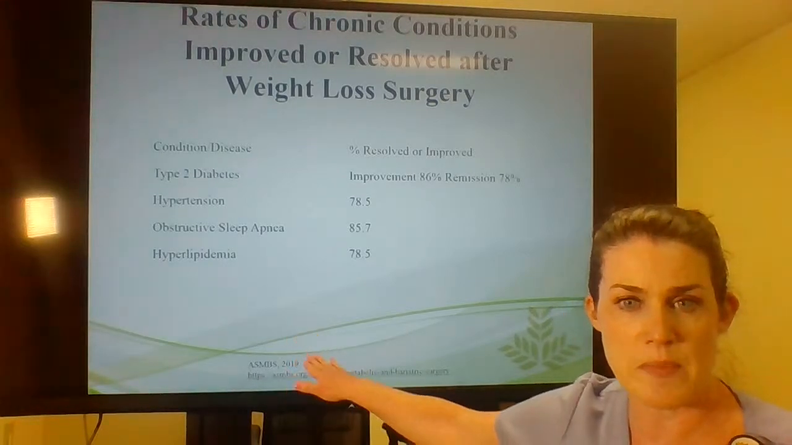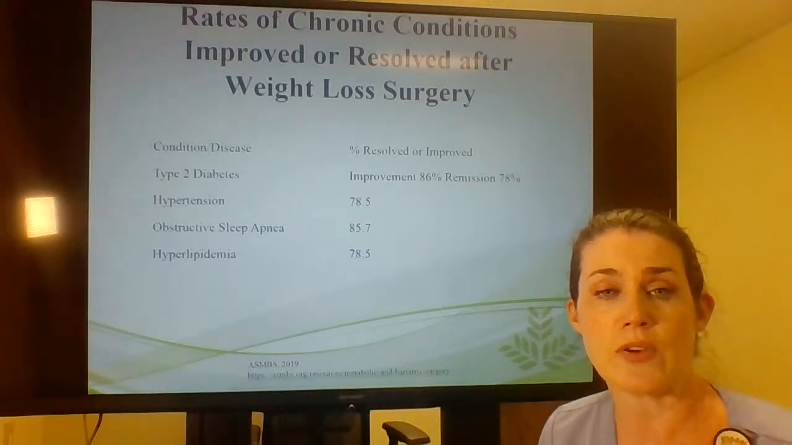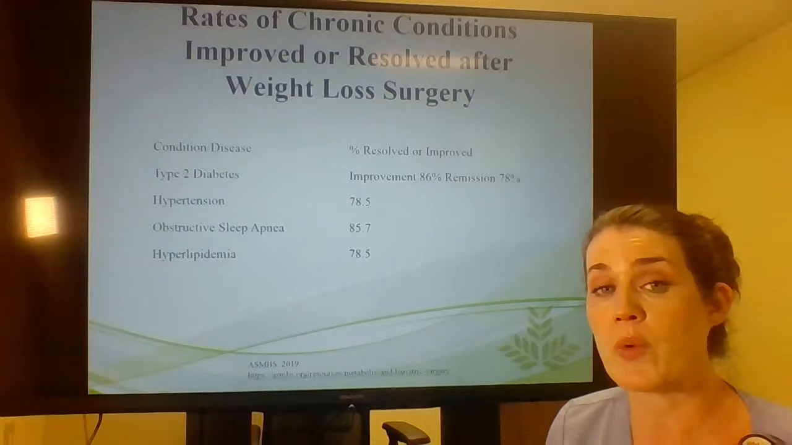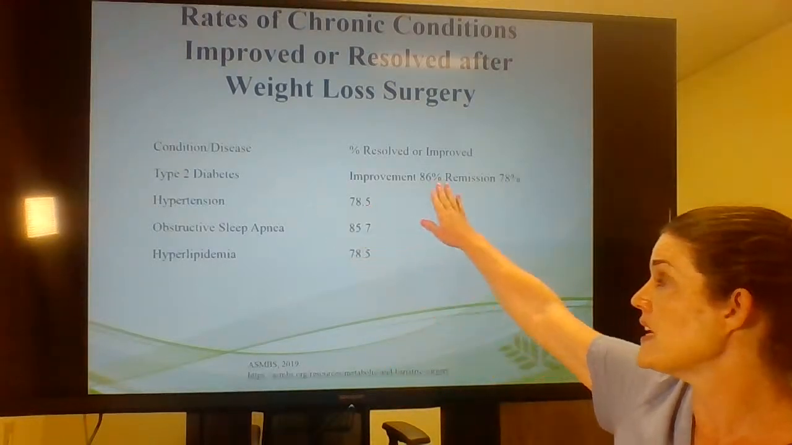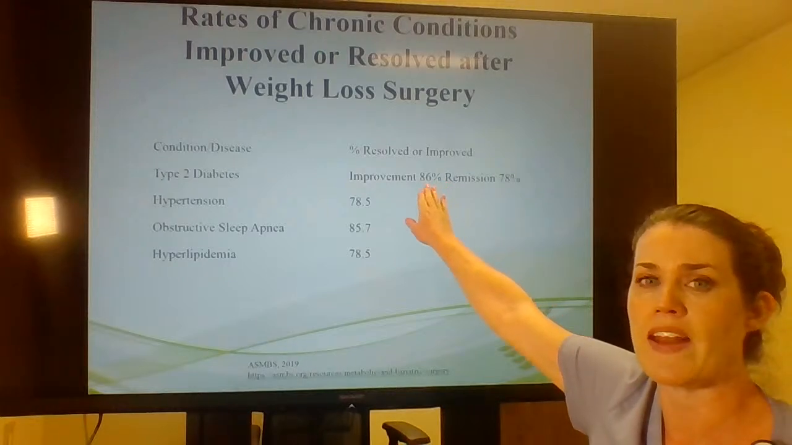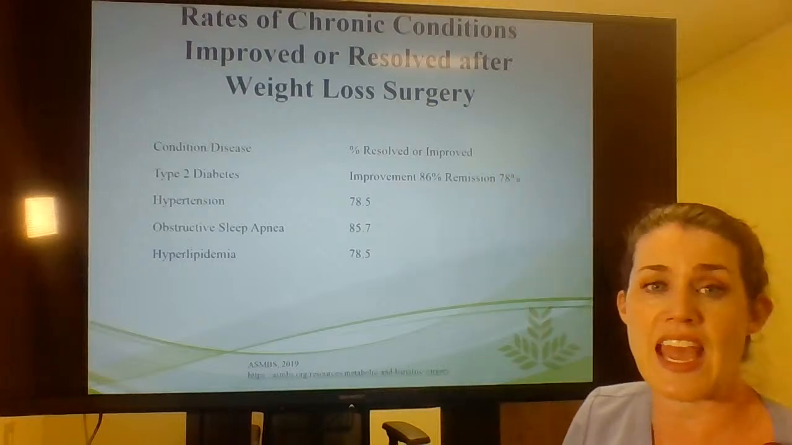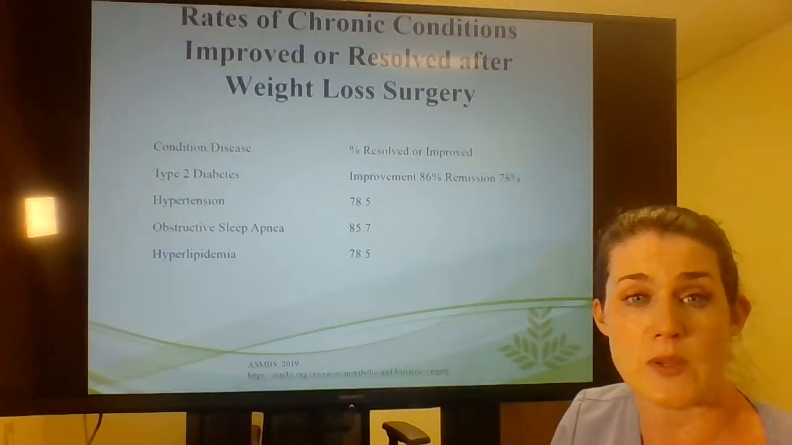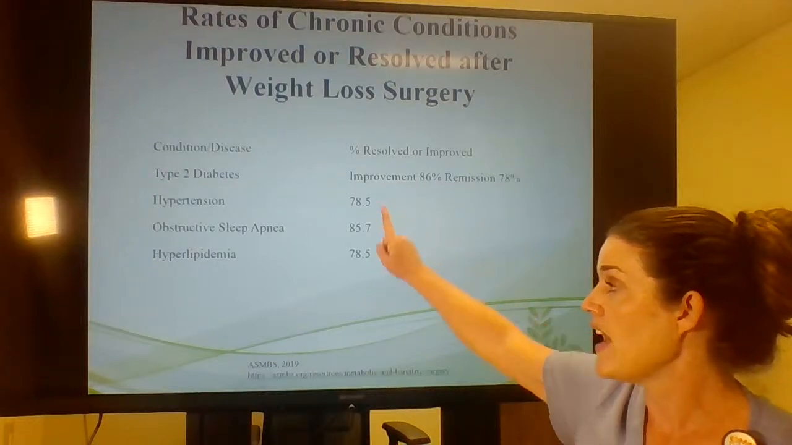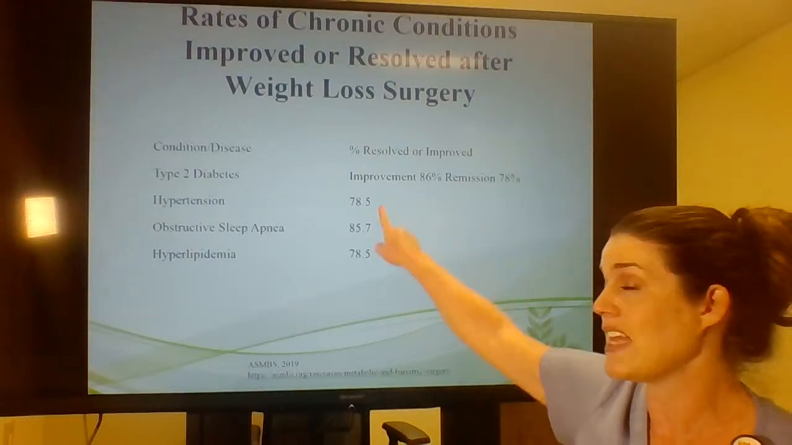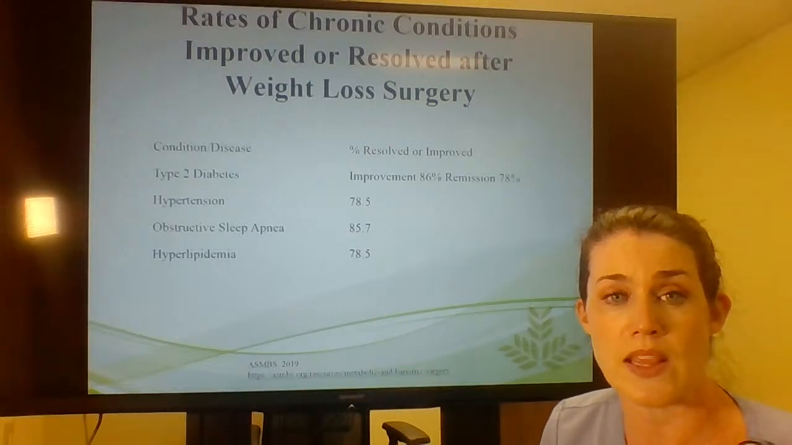And again, ASMBS is our source of truth here. When we look nationally at the statistics to put several of our very common other comorbidities or health conditions related to obesity under control, type 2 diabetes can improve with either of these procedures about 86% of the time. Remission, okay, about 78, and more specifically in our program, about 80% of the time with the gastric bypass. High blood pressure, hypertension, hyperlipidemia, or high cholesterol, about 79% of the time we can put things like that into remission with weight loss surgery.